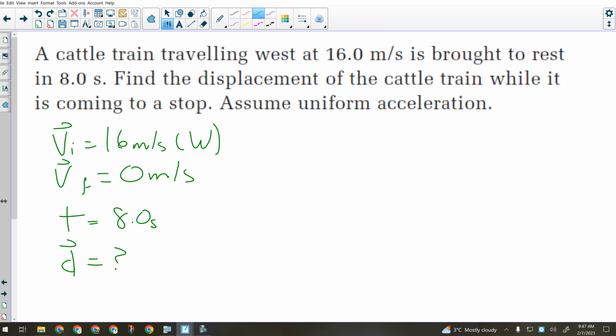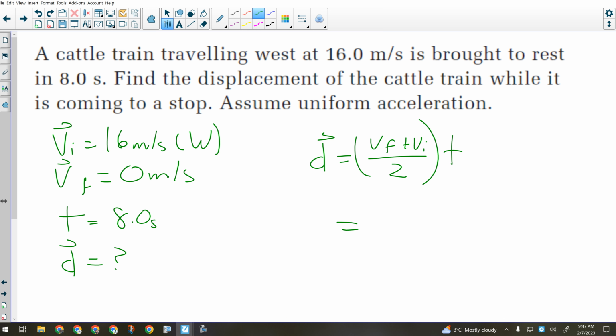Is it equal to VF? Exactly. Okay, this one, the one I told you, it has to be uniform for this one to work. Well, they specify in this question that the acceleration is uniform, which means I can use that one. Plus, it's the only one that matches with the givens I have. I don't have acceleration. This is the only acceleration formula that doesn't have acceleration in it. Okay, so I don't have to manipulate it. That's good news. I just have to plug in my numbers.